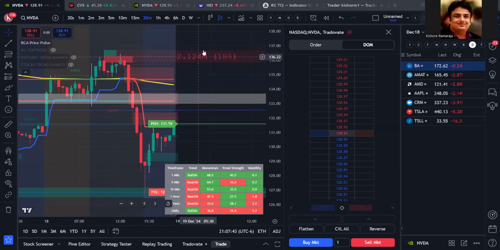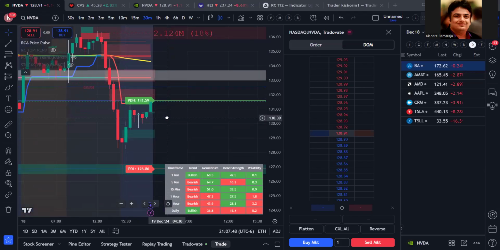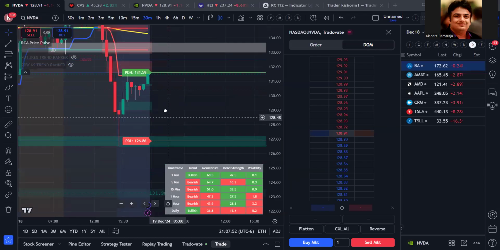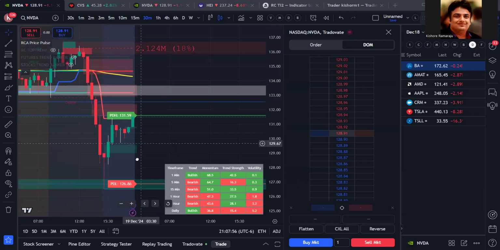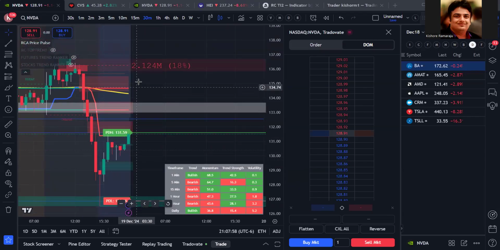At FOMC time, there was a 2 million sell order block. It touched that sell order block. From the premium zone, it came all the way to the discount zone. Again, it touched the previous day low, then again started going up. So tomorrow, we may see it again back to 134, 135.